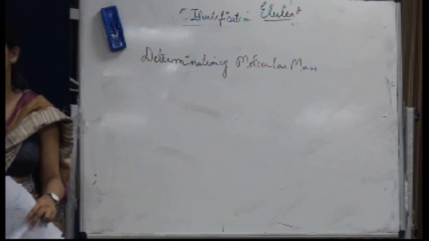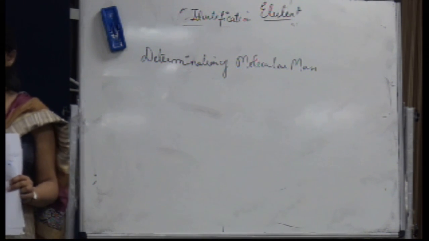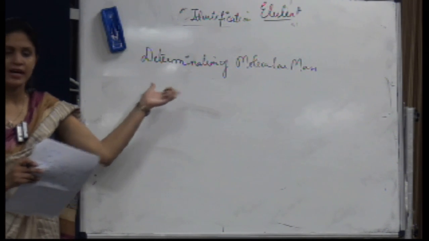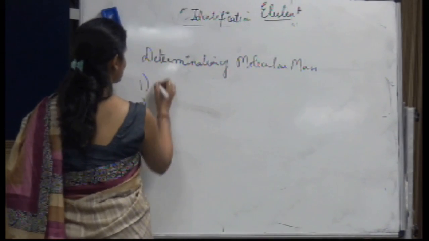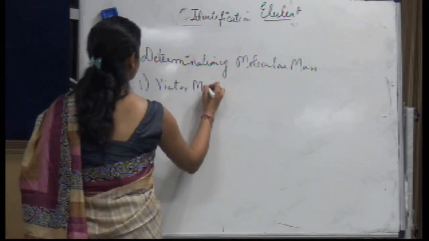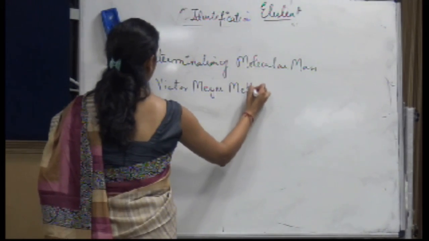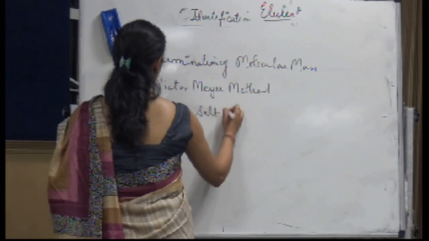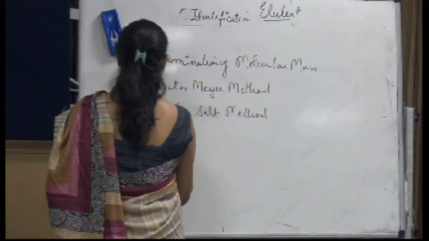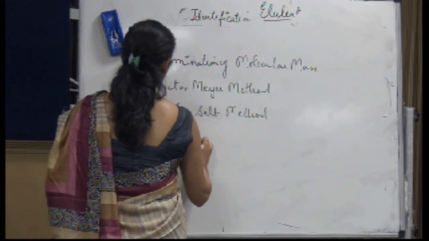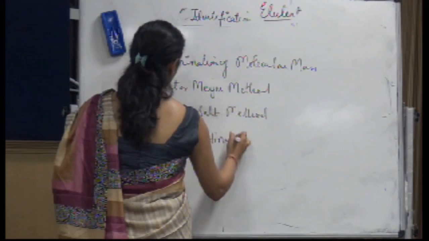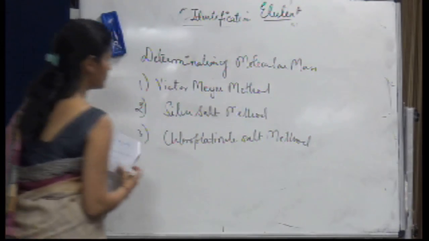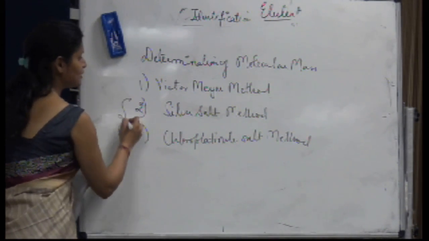Suppose I have been given a compound, and I don't know the amount of the complex that has been formed. If I want to find the molecular mass of any compound, I can find it using various techniques. There is the Victor-Meyer method. Another is the silver salt method. Another is the chloroplatinate salt method. For now we will discuss only these two methods.